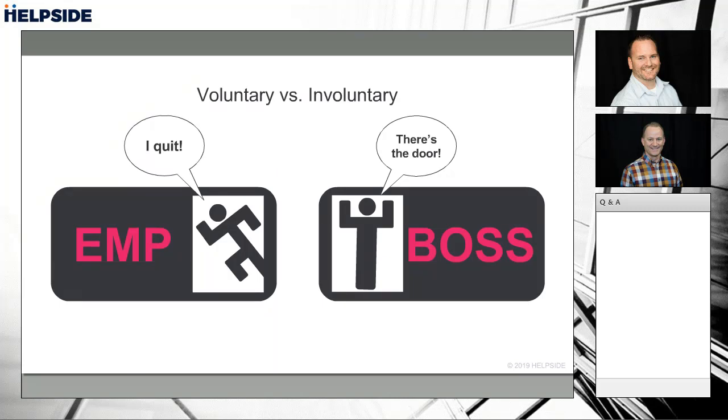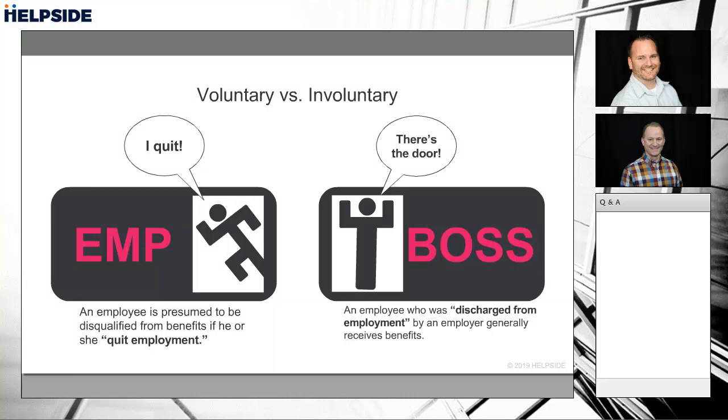So with that, voluntary versus involuntary, Daryl has taken us through this. Voluntary is I quit, and generally that means an employee is presumed to be disqualified from unemployment benefits if he or she quit employment. And Daryl gave us a few examples. We're going to give you a few more here in just a minute. And then the involuntary, where they're showing you the door, is an employee who was discharged from employment by an employer generally receives unemployment benefits.